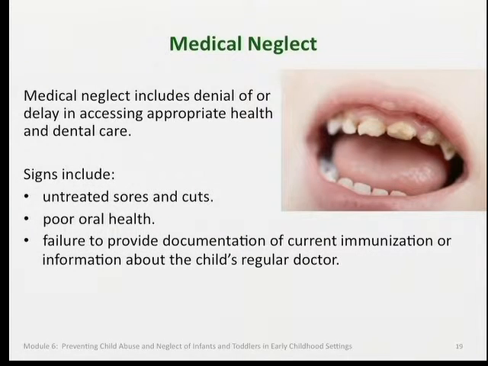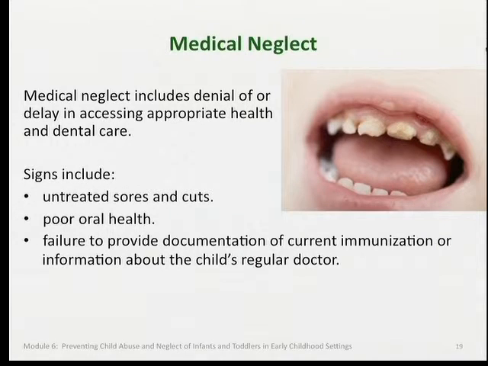Failure to provide documentation of current immunization or information about the child's regular doctor when requested may indicate a lack of preventive medical attention, such as well child checks and regular dental exams. Every child needs a medical home, that is, a regular doctor, nurse practitioner, or other healthcare professional who provides medical and healthcare services on a continual basis.